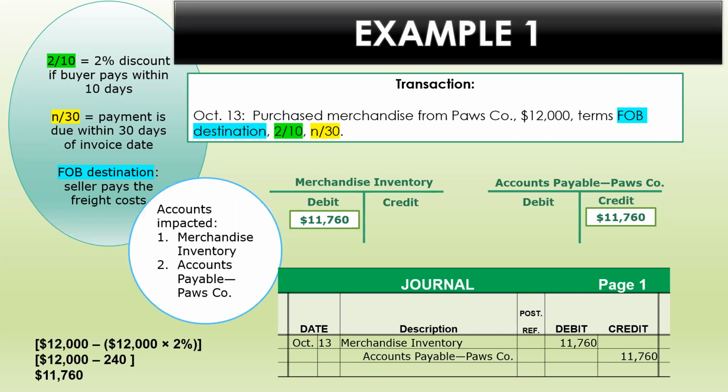You can see here I have completed the math. We needed to take into account the 2% discount that was provided. So our journal entry looks like this. First, we record the date, October 13. The debit is to the merchandise inventory account in the amount of $11,760. Our credit is in the same amount for the accounts payable Paul's company account.